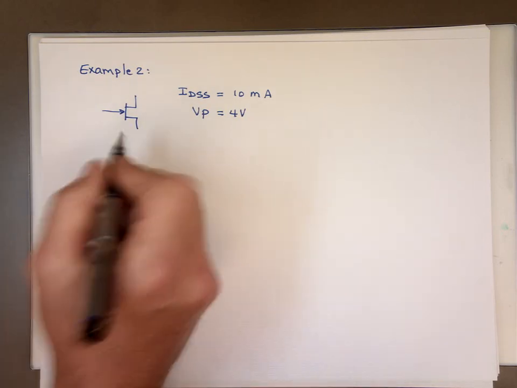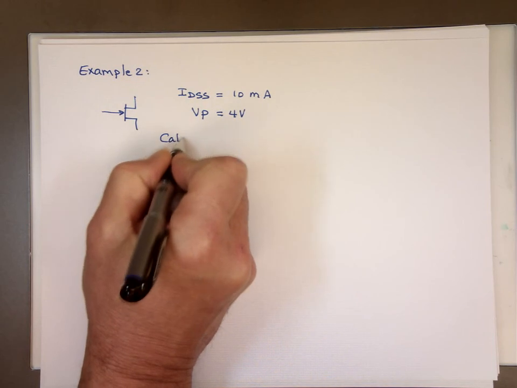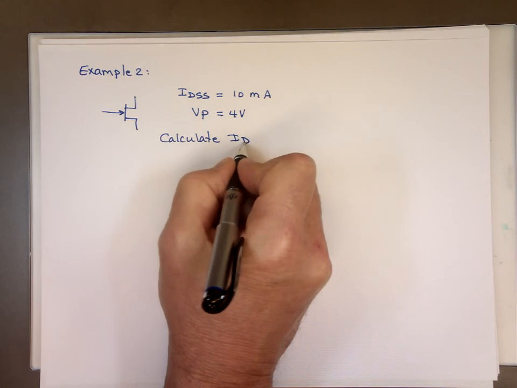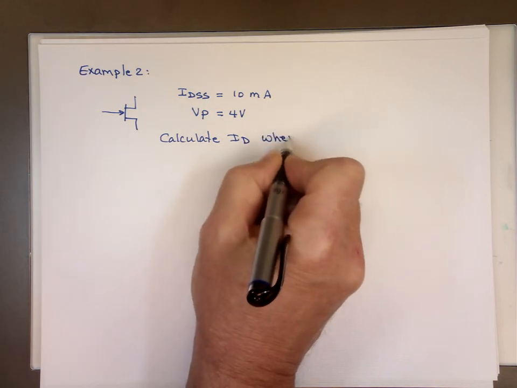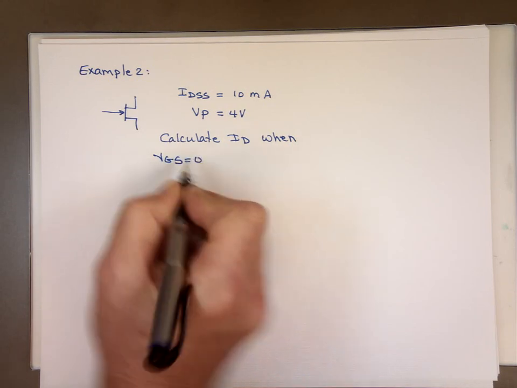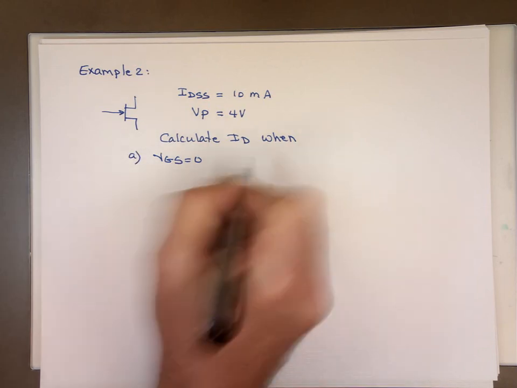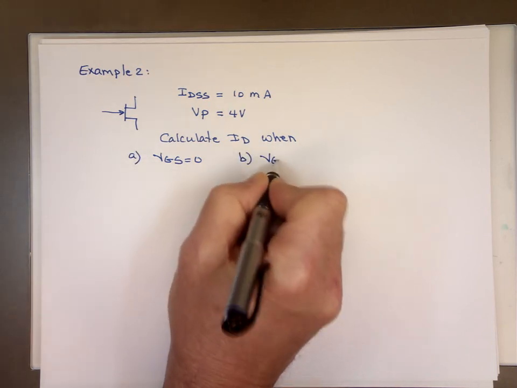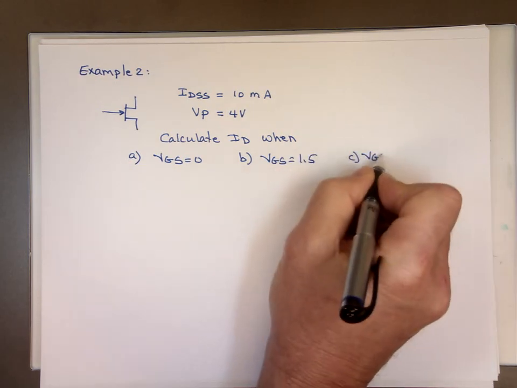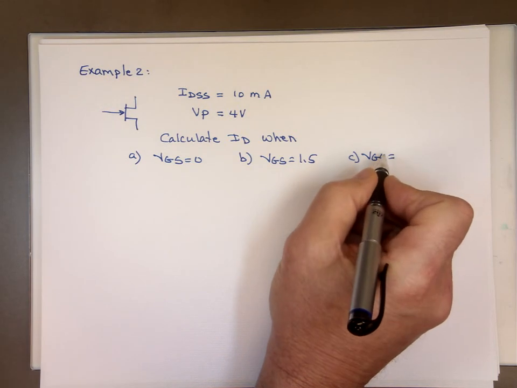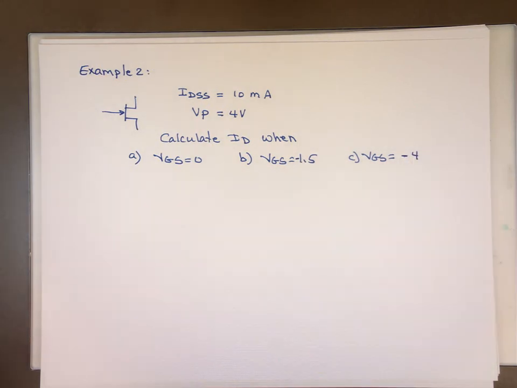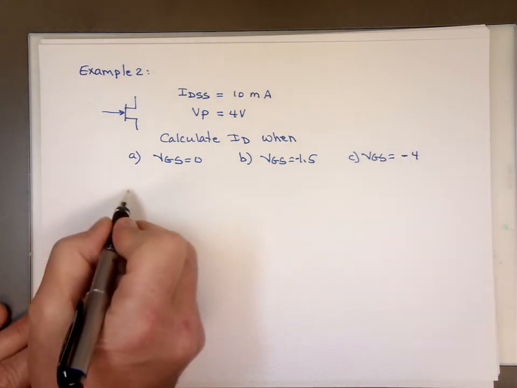And the question, can you calculate I sub D? And let's give you some values. I'll just do some strange values. We'll start with VGS first equals 0. Then we'll do it when VGS equals 1.5. Then we'll do it when VGS equals, that's a negative here, negative 4. So the first one, that's part A.